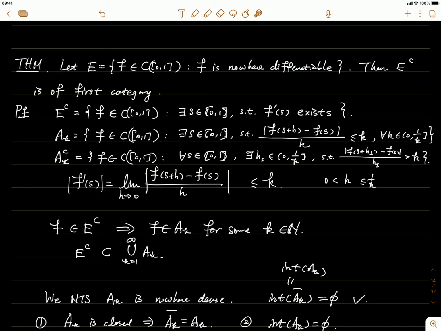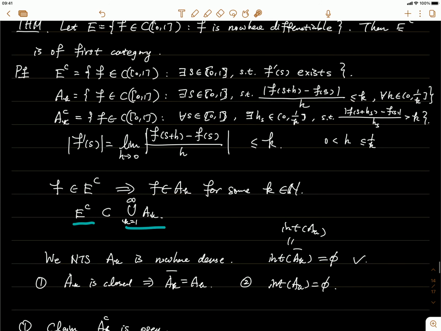Then we show that the E complement is actually the union of the AKs. So if I want to show this is of first category, I just need to show that each of these AK is nowhere dense. To show that, we need to show this is true. And to show this, we will show that AK itself is closed for every k, so that I can remove this bar here. And secondly, I want to show that the interior of each AK is empty.